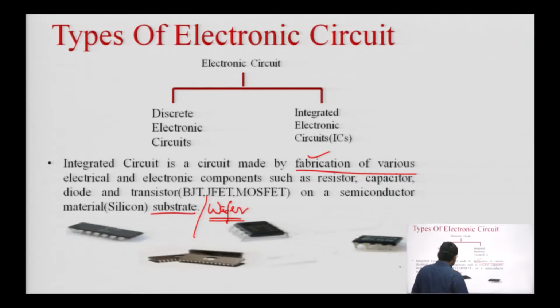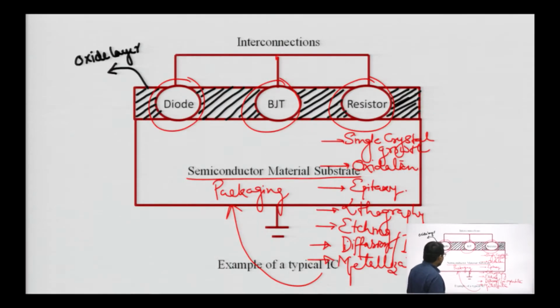If you see here, this is an example of an IC. This IC is made by the fabrication of various electrical or electronics components. Suppose IC 741 contains around 23 BJT transistors and 12 resistors, made with a particular process defined as fabrication, and fabrication involves various steps like single crystal growth, oxidation, epitaxy, lithography, etching, diffusion, ion implantation and metallization. These are the fabrication processes.